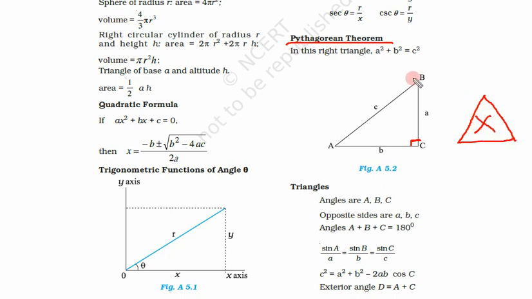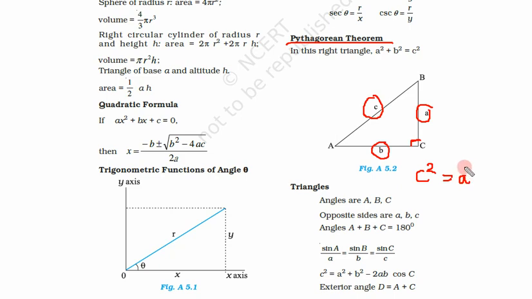Pythagoras theorem is not true, but these ratios, trigonometric ratios, are still true. So let us say in a right angle triangle, this is the longest side C, and these are the two smaller sides A and B. What does Pythagoras theorem say? It says that the square of the longest side is equal to the sum of squares of both the small sides.